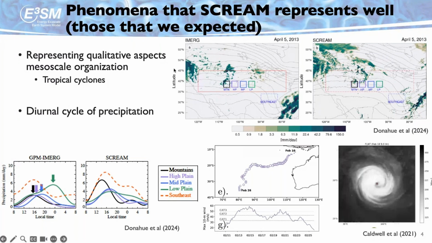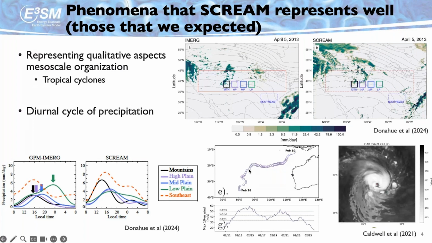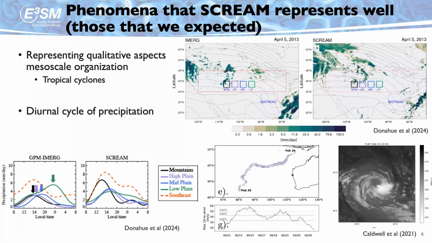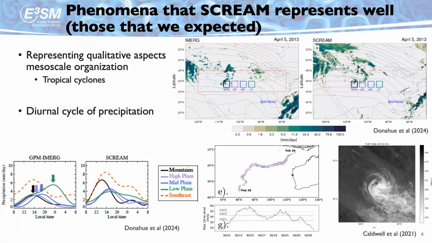Starting on the top right is a snapshot from a mesoscale convective system over the continental US. And then on the bottom right is one of a tropical cyclone, how it rapidly develops into a category 3 tropical cyclone over the southern Indian Ocean.